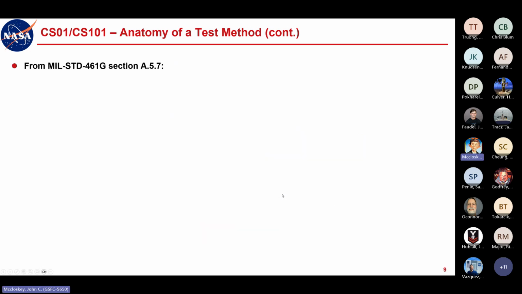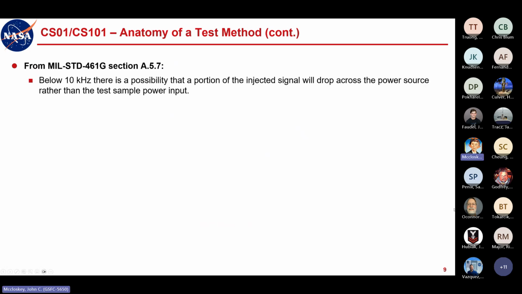So quoting chapter and verse from the MIL standard, which I will do whenever I can to make a point. I'm just going to read this stuff verbatim because I think it's important. But this is in the appendix of the MIL standard. The appendix is a really, really useful part of the document because it goes into the engineering basis for a lot of these tests. So this is the section specific to CS101.